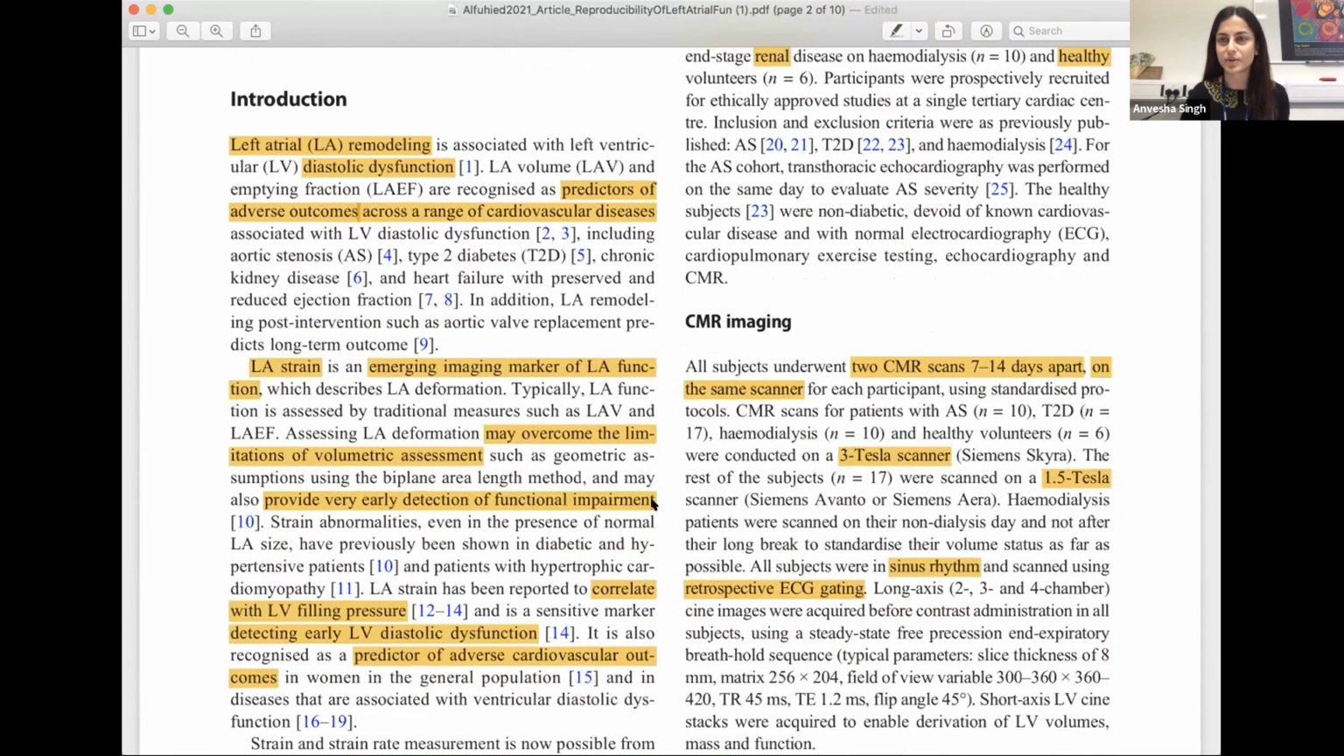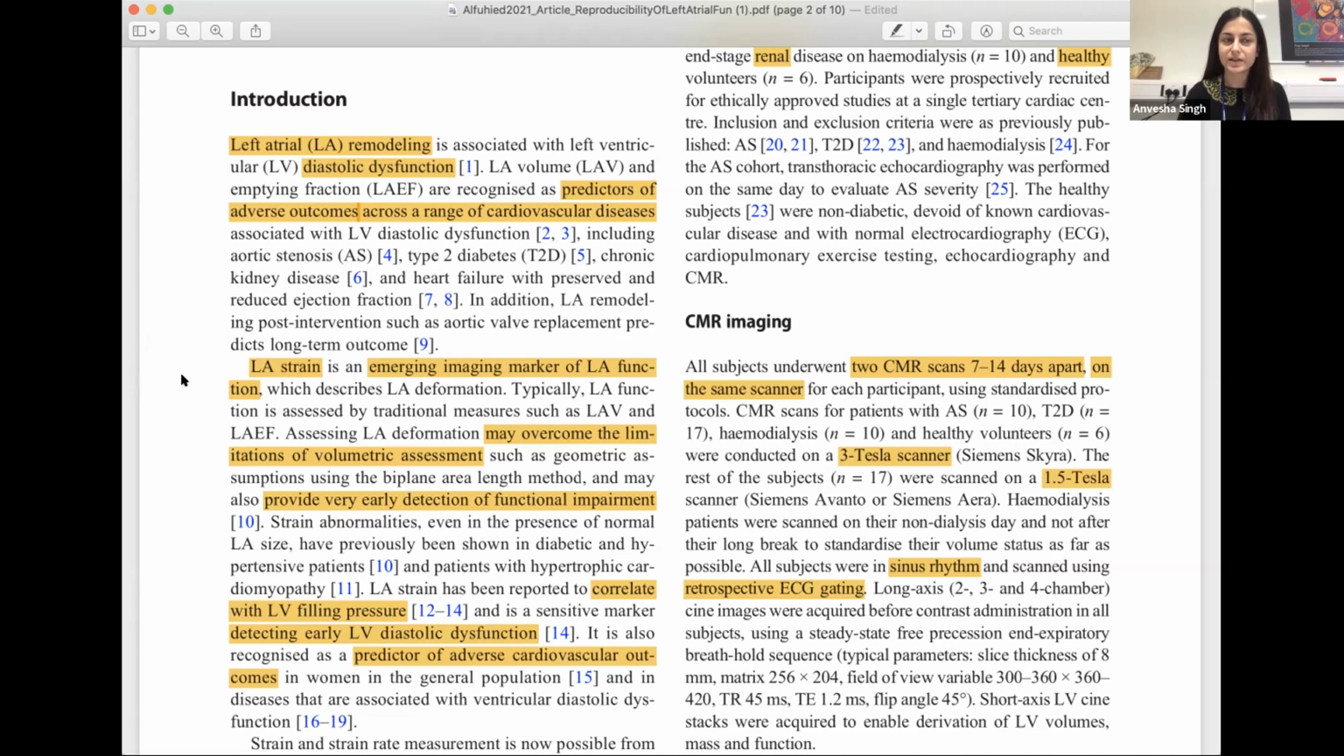Why is this important? So we know that left atrial remodeling has been associated with diastolic dysfunction and is a well-used imaging biomarker in many cardiovascular conditions. It's been shown to predict adverse outcomes across a range of cardiovascular diseases, including aortic stenosis, type 2 diabetes, chronic kidney disease, and heart failure with preserved ejection fraction.